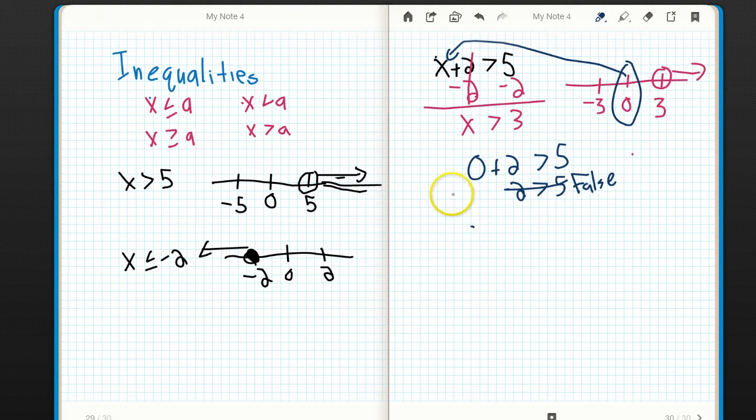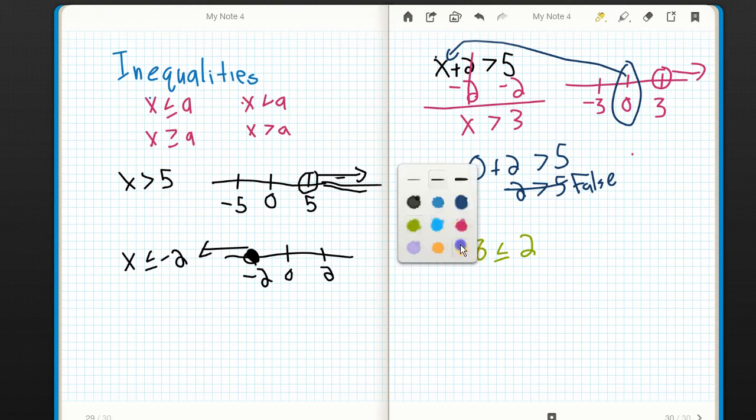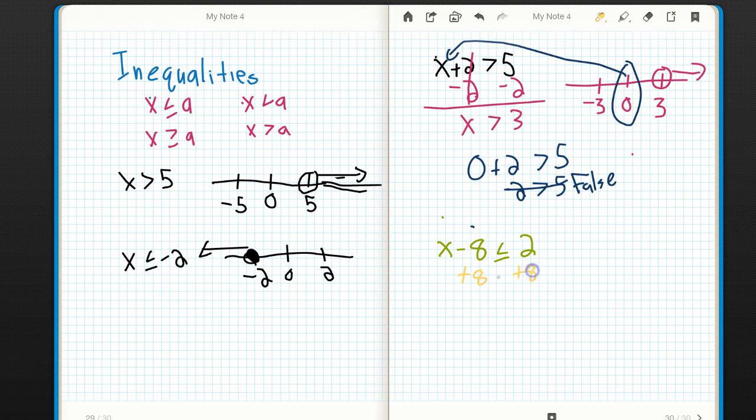So now let's do another one. Let's do it in green. We have x minus 8 is less than or equal to 2. So again, we need to get x by itself. So we are going to add 8 to both sides. So we have x is less than or equal to 10.